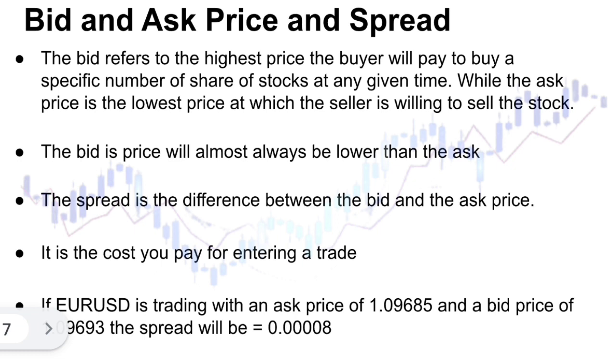So you want to enter the trade when the spread is at a considerably low amount, whereby it will not be costing you a lot of money to take that trade. You also want to calculate the spread and make sure it's good for you. So if EUR/USD is trading with an ask price of 1.09685 and a bid price of 1.09693, all you need to do is subtract the ask price from the bid price and you will get your spread, as we have done in this video.